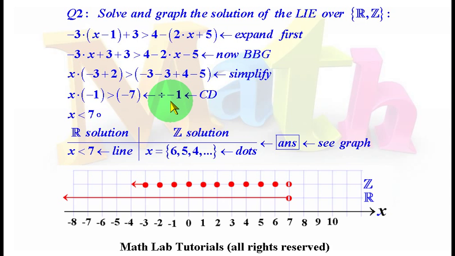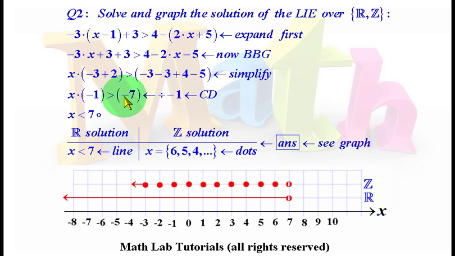Why? Because we're dividing by a negative number. If we were dividing by a positive number, we maintain the same direction for the inequality. But when you divide by a negative number, the sense of the inequality changes direction. So we have to do a CD over here because CD stands for change direction because we're dividing by a negative number. So when you divide both sides by -1, you get x on the left. You change the sense of the inequality, or you change the direction of the inequality.